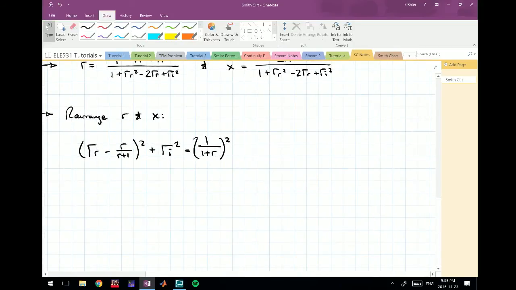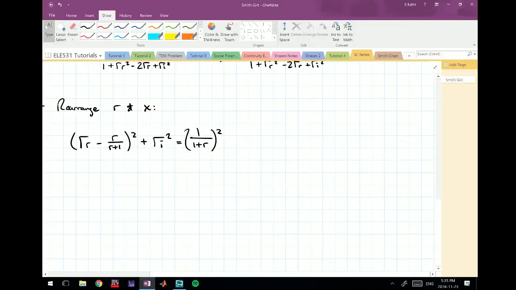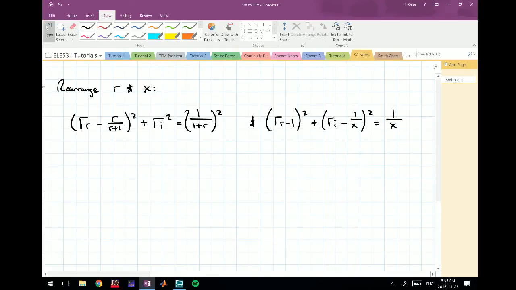Similarly, I can find an equation for X. What I will get is gamma R minus 1 squared plus gamma I minus 1 over X squared, and this is going to be equal to 1 over X. Sorry, this last term should be squared as well.